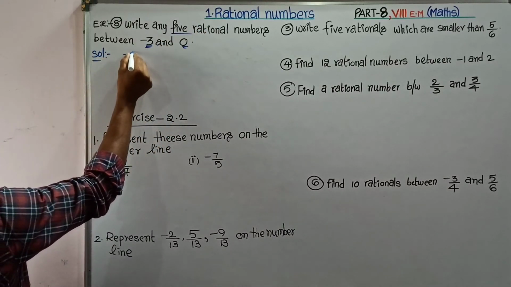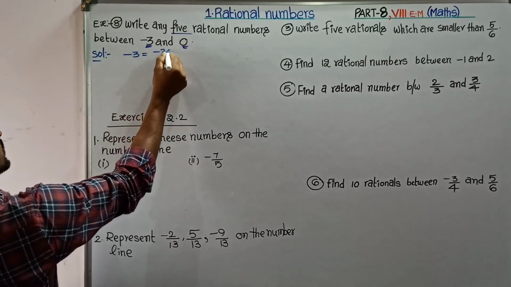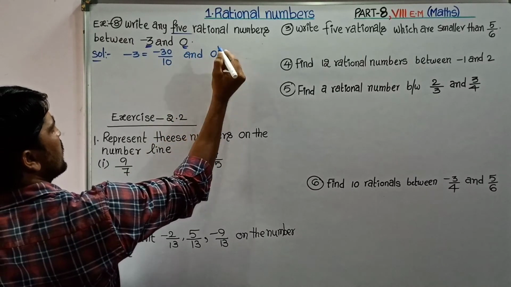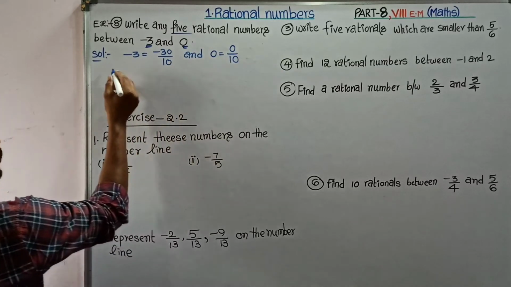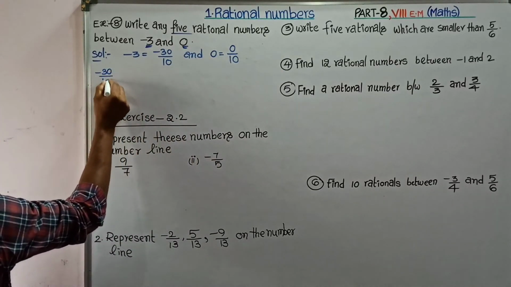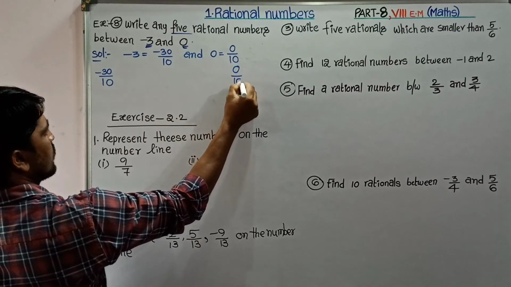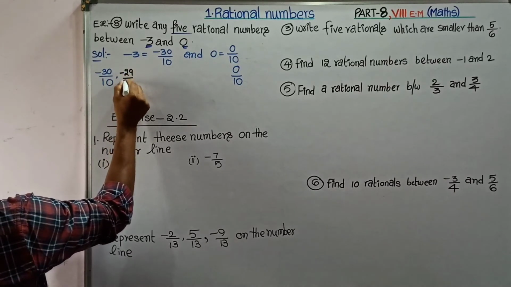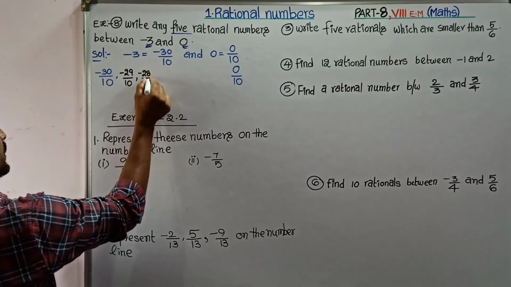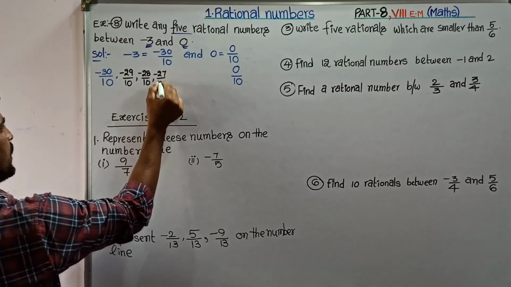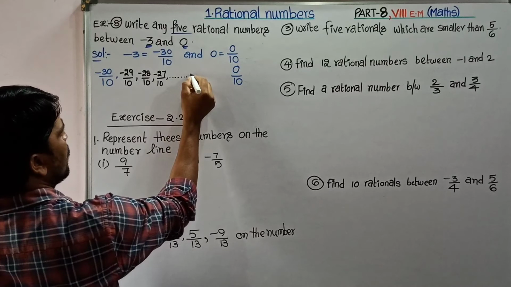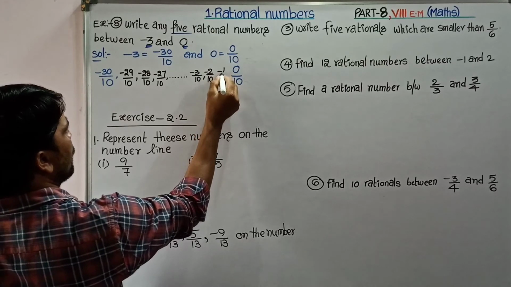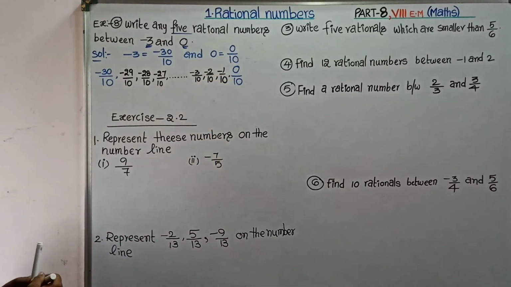Solution. Since minus 3 can be written as minus 30 by 10 and 0 can be expressed as 0 by 10, between minus 30 by 10 and 0 by 10 we have minus 29 by 10, minus 28 by 10, minus 27 by 10, and so on, minus 3 by 10, minus 2 by 10, minus 1 by 10, and then 0 by 10.